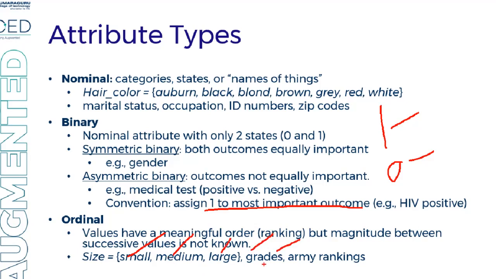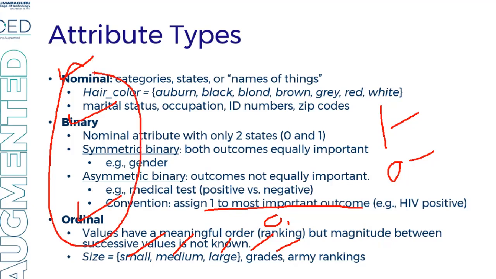Likewise, we have grades: O grade, A plus, A, B plus, B. Army ranking: soldier, havildar, subedar, major, and colonel. In a college, you have lecturer, senior lecturer, assistant professor, senior grade, associate professor, and professor. A lot of rankings are available, and these are all known as ordinal. So nominal attribute, binary attribute, ordinal attribute: these three are attribute types.